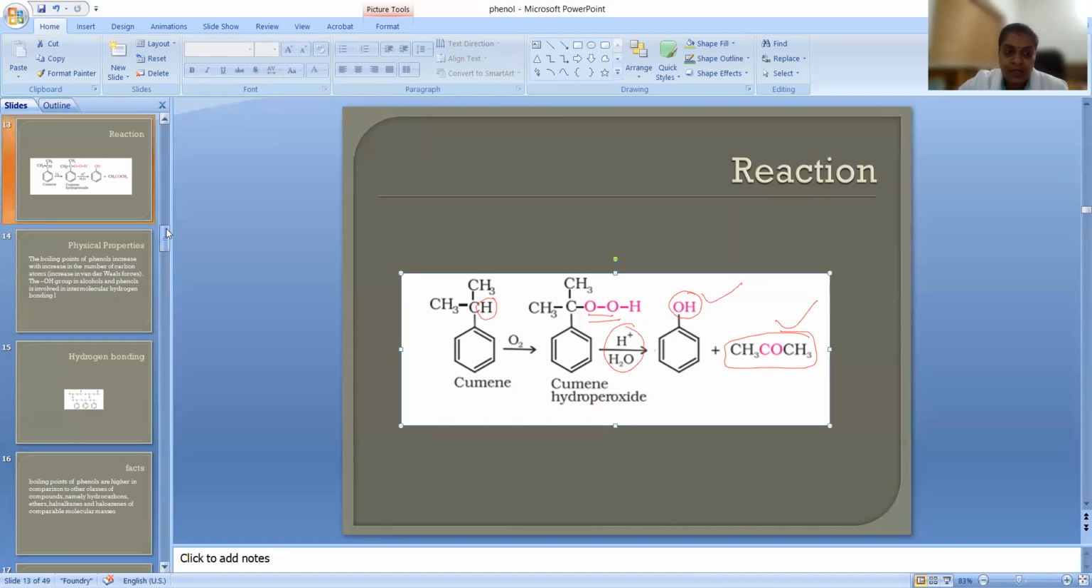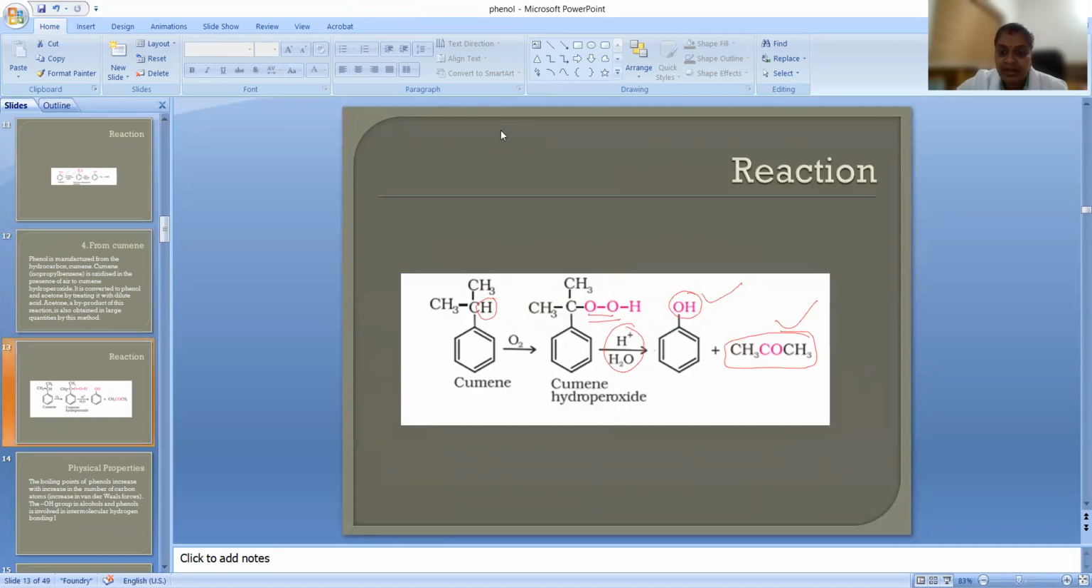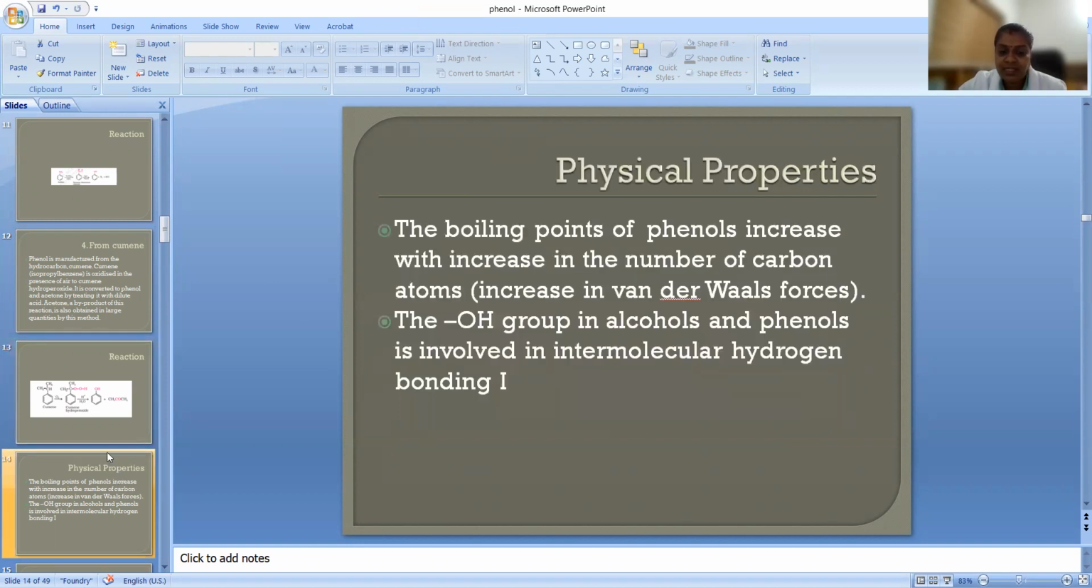Phenol is manufactured from cumene. Cumene is oxidized in the presence of air to form cumene hydroperoxide, and it is converted to phenol and acetone by treating it with a dilute acid. That is acid hydrolysis, which is what we discussed in this reaction. Now, let us discuss the physical properties. What are the physical properties of phenol?